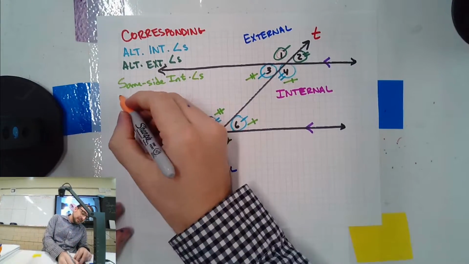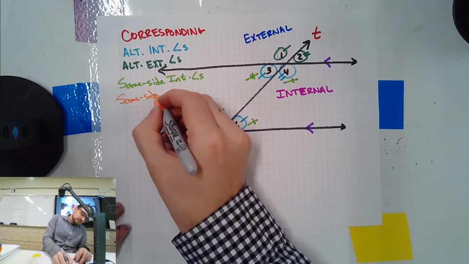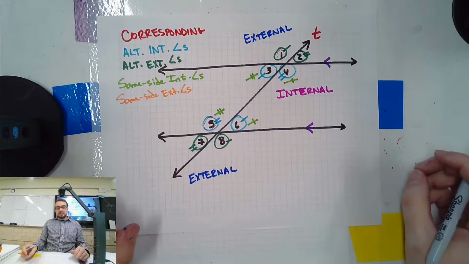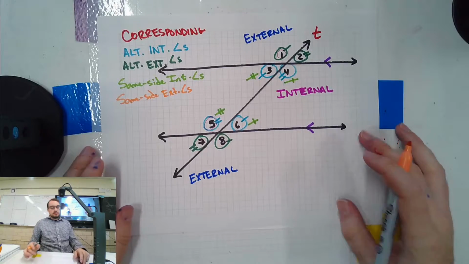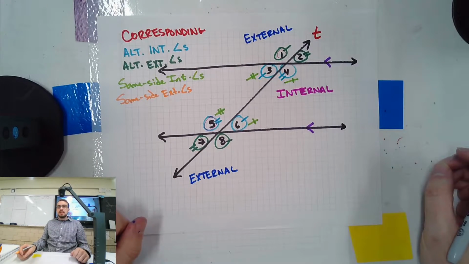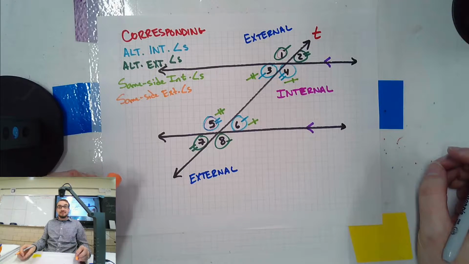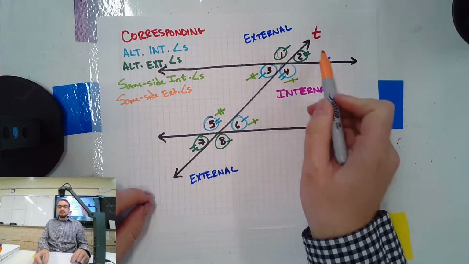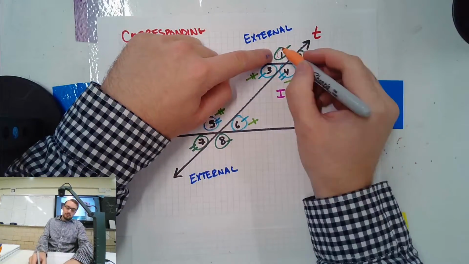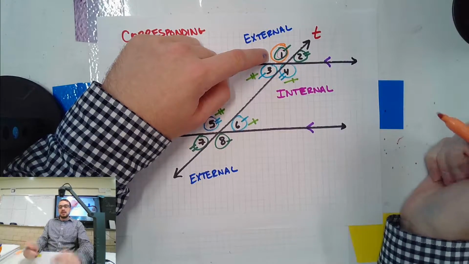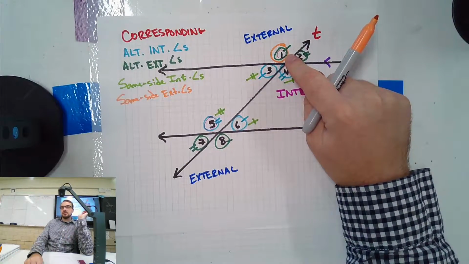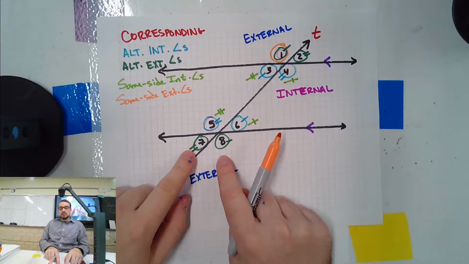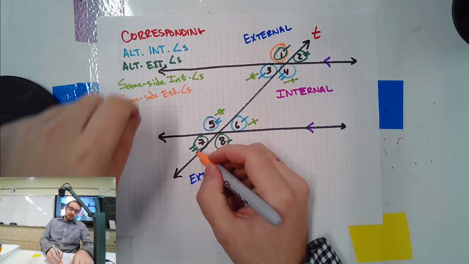We've also got same side exterior. Give me an example of same side exterior. Autumn. Same side exterior angles. Exterior means on the outside. So pick a number, 1 or 2. 1, okay, cool. So here's 1. We need same side exterior. So we already found an exterior angle. Autumn, which angle down here is exterior and the same side as number 1? 7.